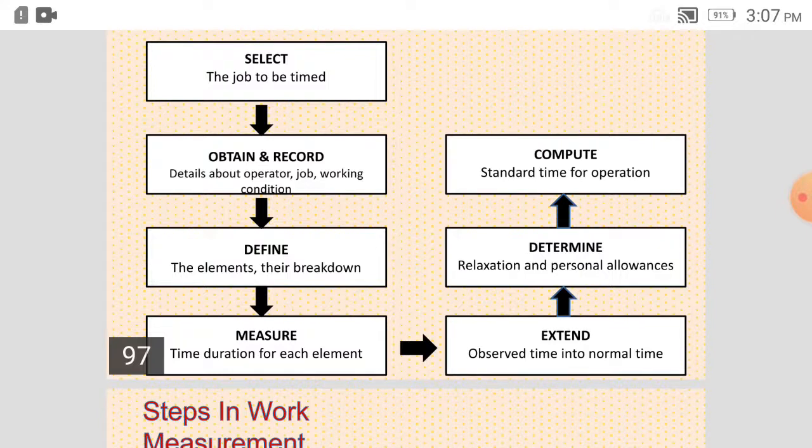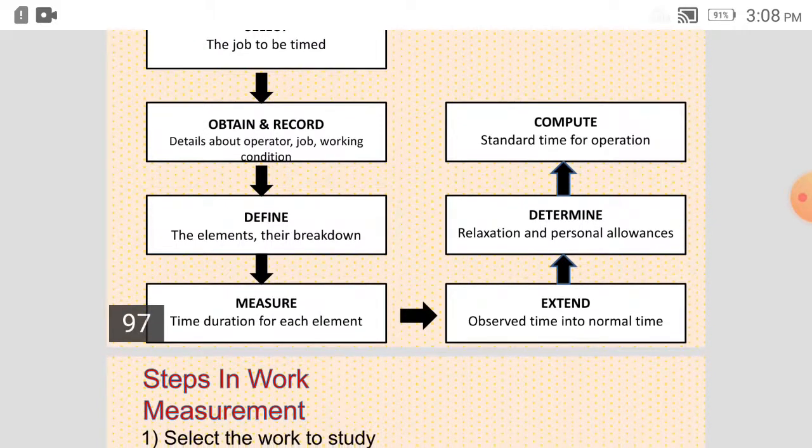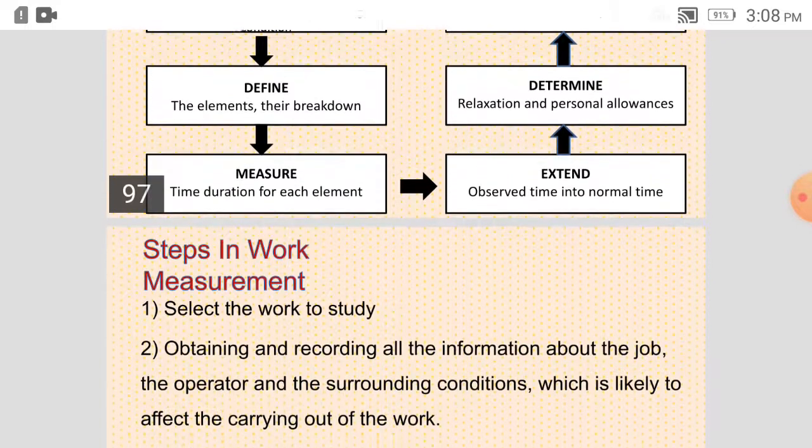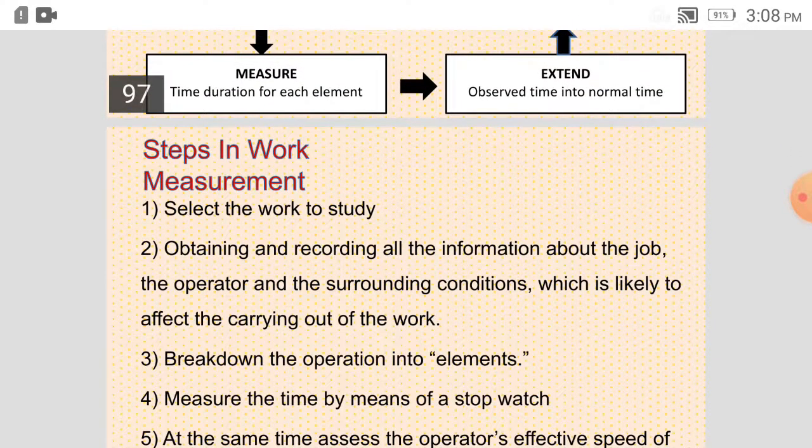So whatever time we have got for that particular element should be noted down and it should be taken as normal time. Then in normal time we have to add the allowances. What are allowances, that we'll see in detail. Relaxation and personal allowances are to be added, and that leads to the standard time for that operation. So normal time plus the allowances is the standard time. So these are the steps to be followed while carrying out the time study or work measurement.